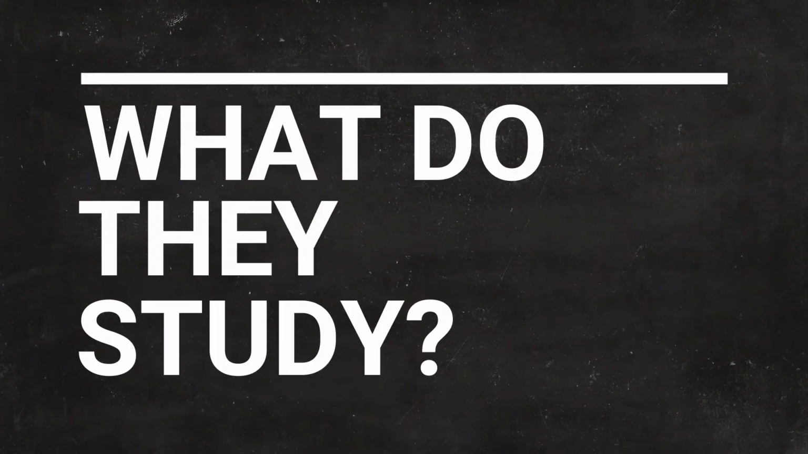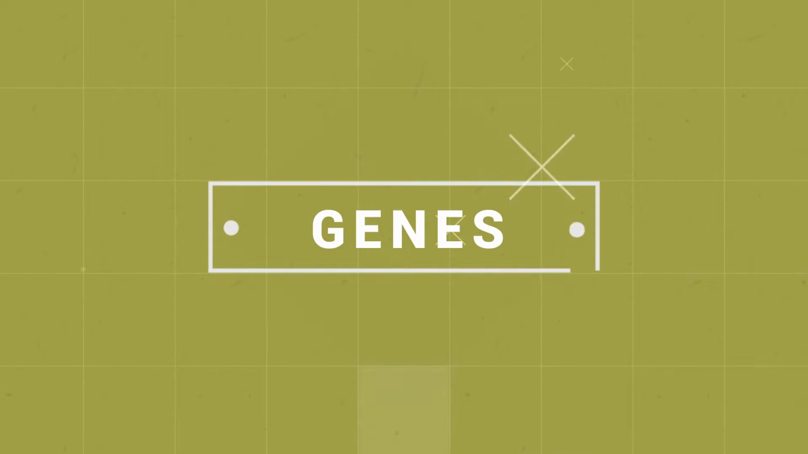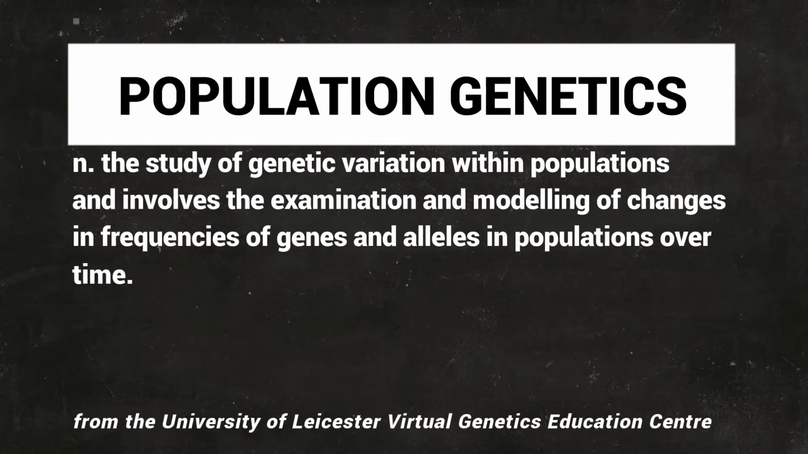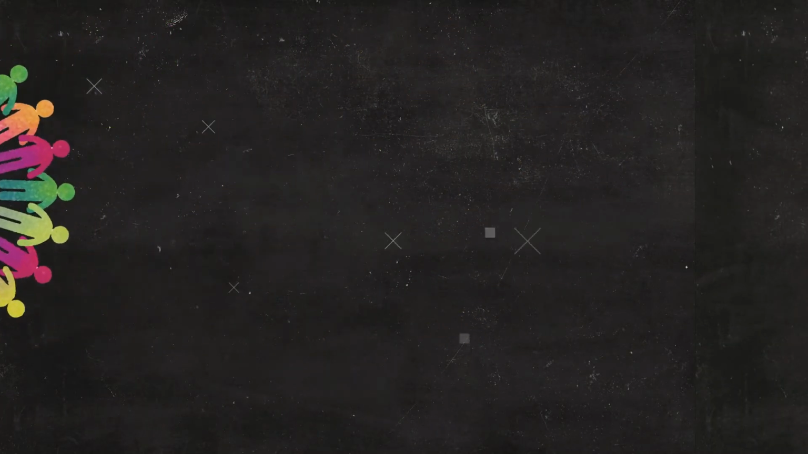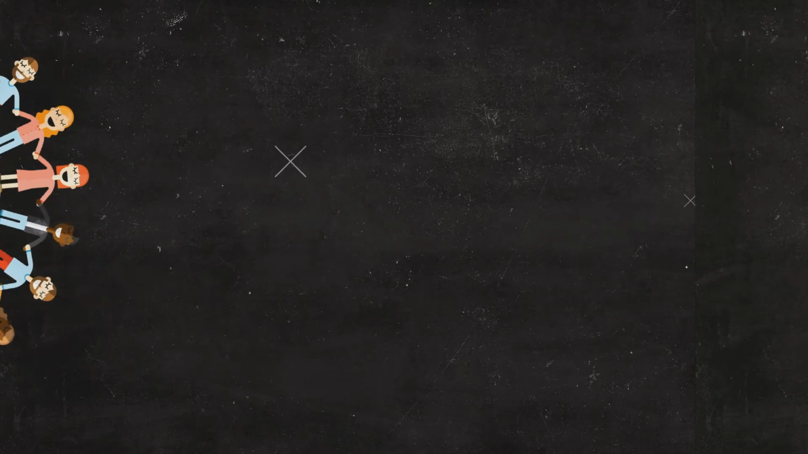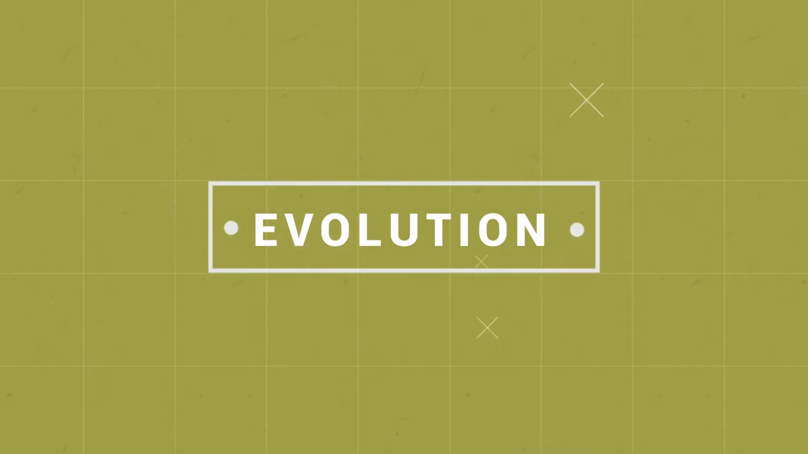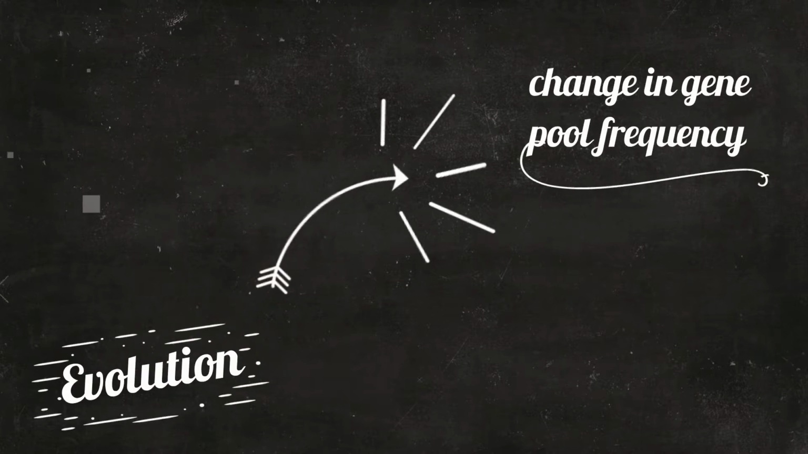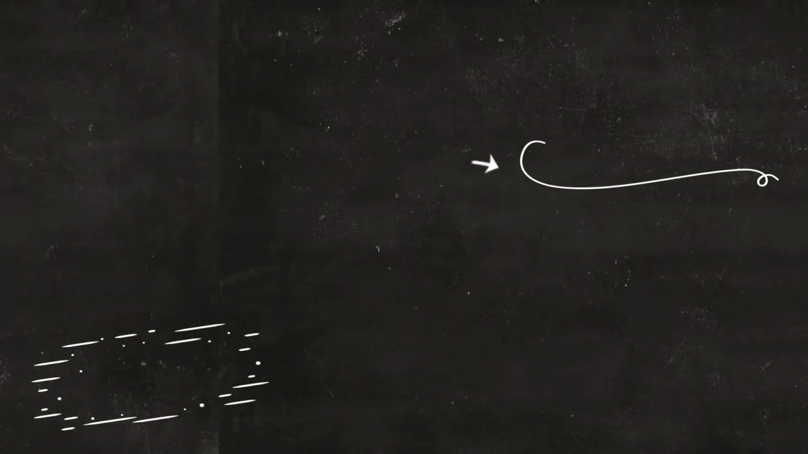What do they actually study? Genes. They study how genetic variation changes in a particular population over time, and if there are changes observed, what will be the cause behind it. In a simple word that you probably heard so many times before, evolution, as introduced by Darwin. Evolution is a change in frequency of a particular gene pool.